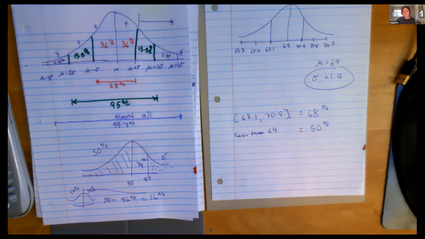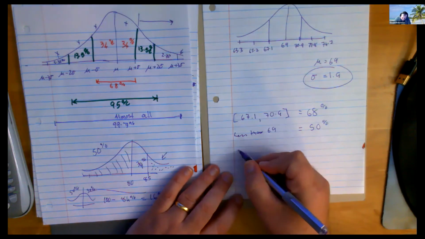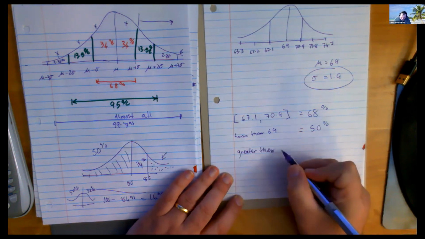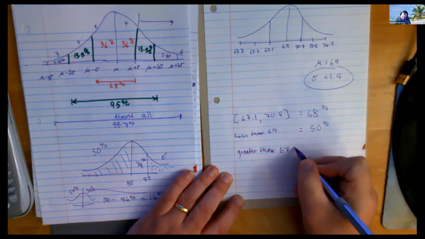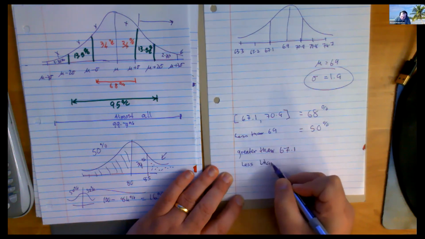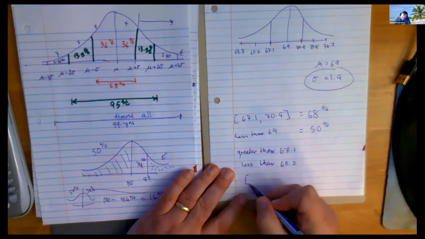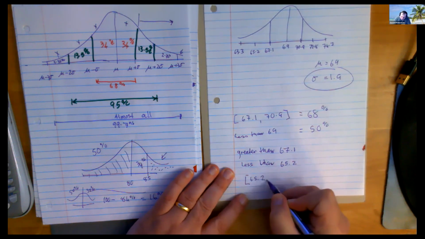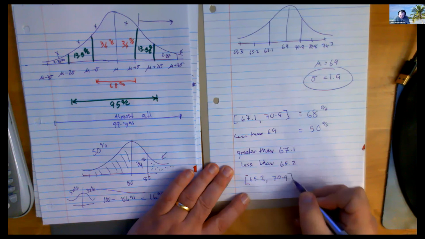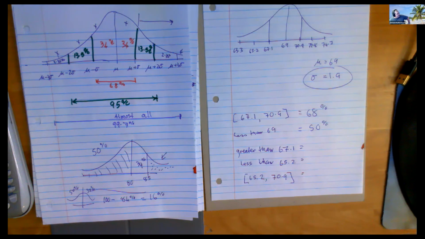I'm going to give you one that's not in that list then, because I think we need to do something that involves work. So here is a greater than 67.1, and I'm going to do another less than, and this time I'm going to do less than 65.2, and I'm going to do a 65.2 up to a 70.9. So let's work on these three, because these are a little bit more interesting, right? Because they're not just things you could do without much thinking.